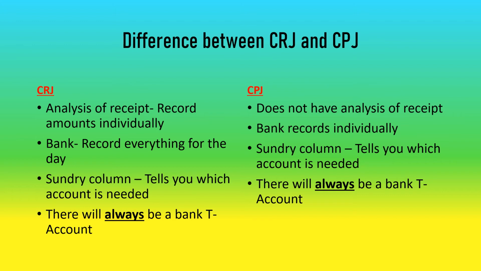Bank. There's a column in CRJ for bank that records everything for the day. CPJ, bank column, will always record everything individually. You'll always have a sundry account in both of them that will tell you which account is needed. And both of them, there'll always be a bank T account. These are your tips and tricks for today.